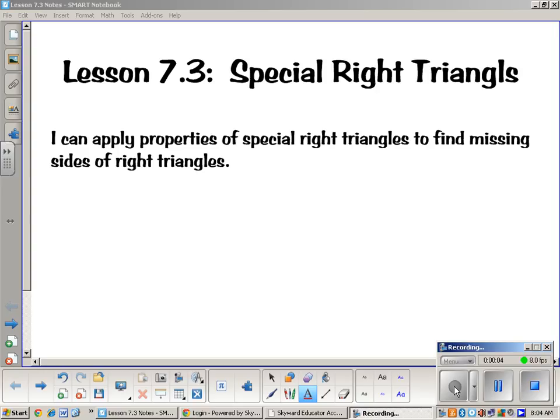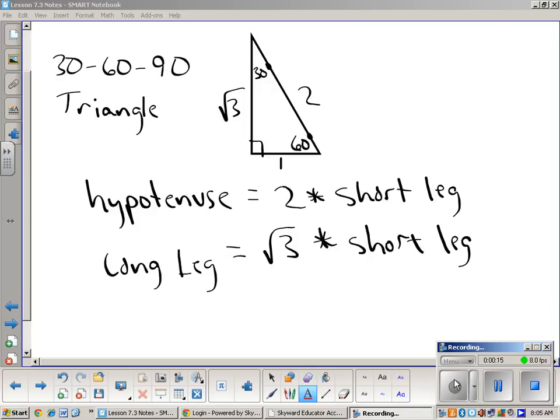Talk about special right triangles. We're going to learn some rules about the triangles, and it'll make finding missing sides a lot easier if you understand the rules. We're going to just copy down the rules, the pictures of the triangles, and then we're going to do some examples to explain how they work, and I'll better explain it.